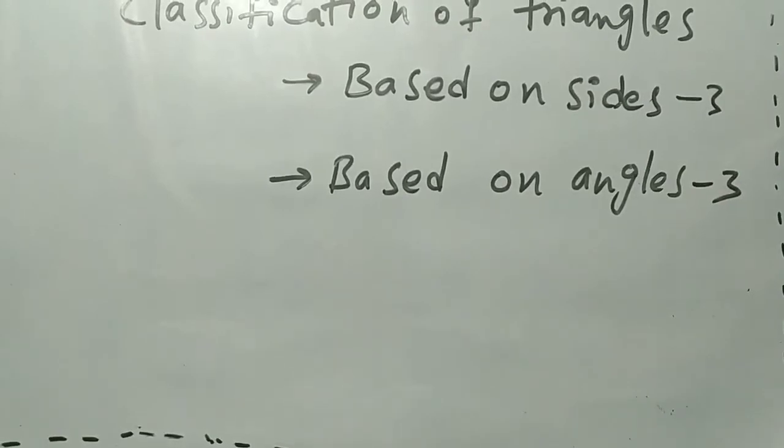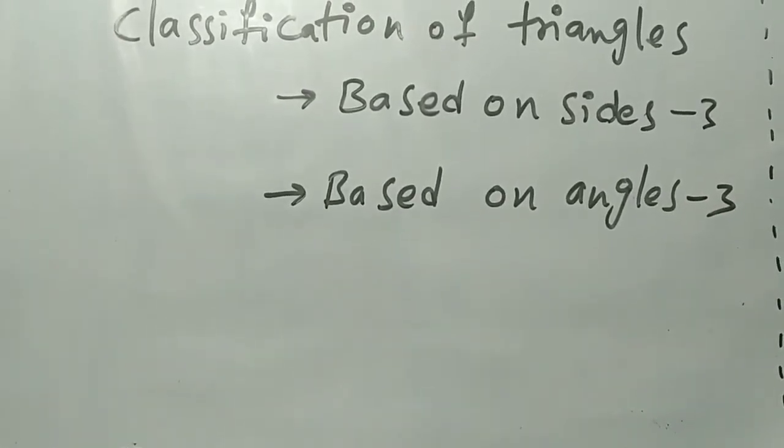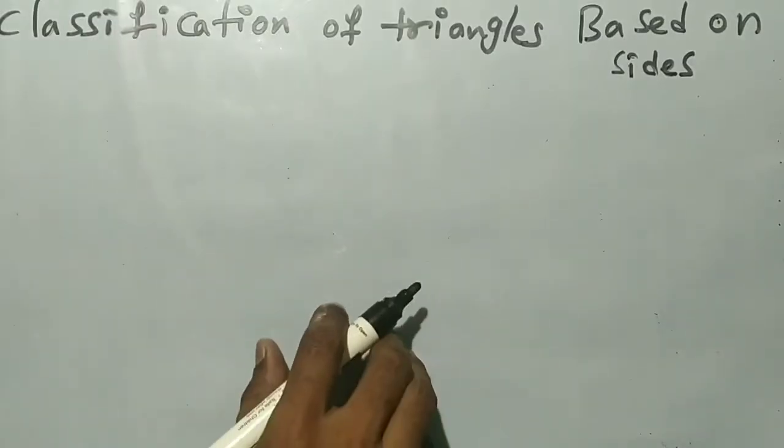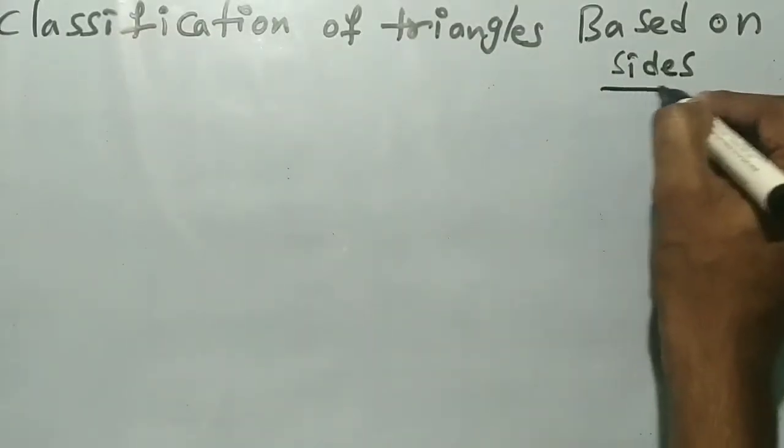So, classification of triangles. Based on the sides there are three types of triangles, and based on the angles there are three types of triangles. Based on the sides: equilateral, isosceles and scalene triangle. Based on the angles: acute, obtuse and right angle triangle. Let us go through it. Classification of triangles based on the sides.